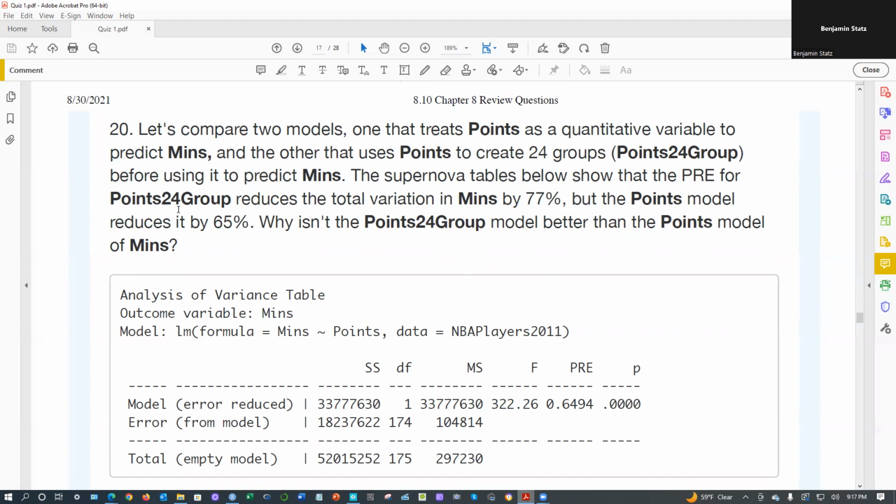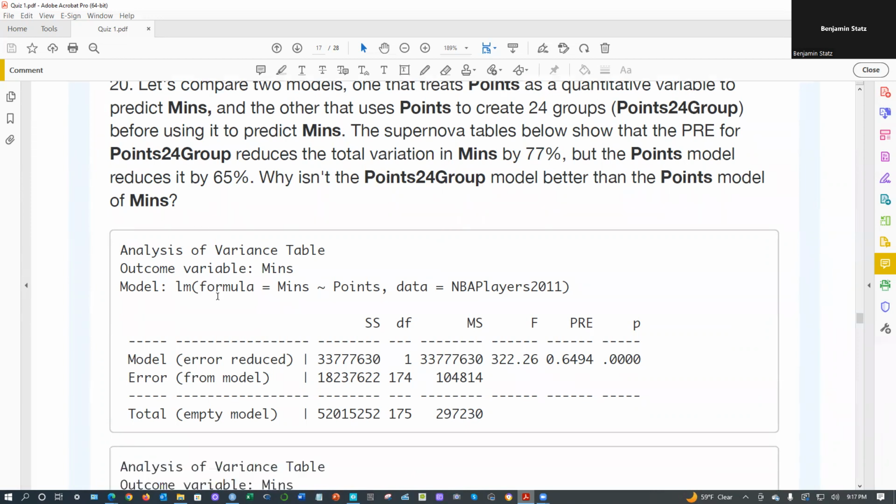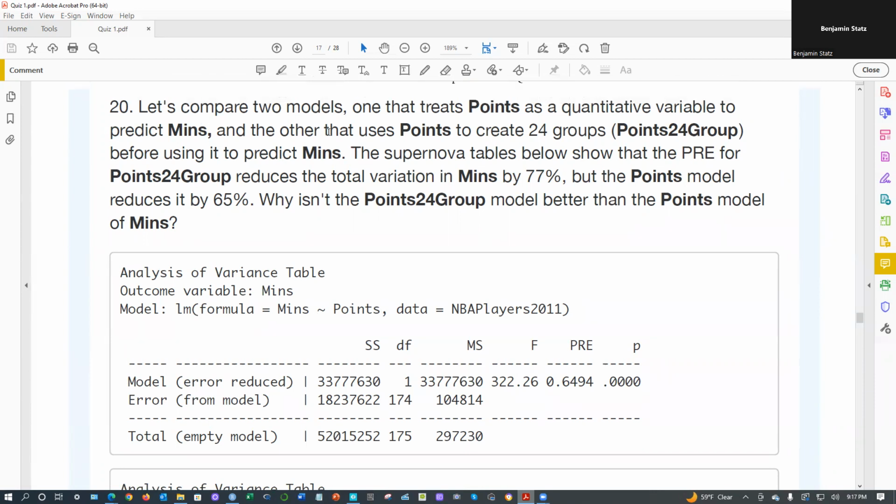So let's compare two models. One treats points as a quantitative variable. Then you get this one, quantitative versus quantitative. Now what they did in the other was use the points to create the 24 groups.